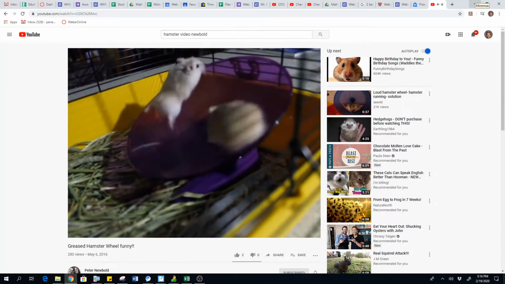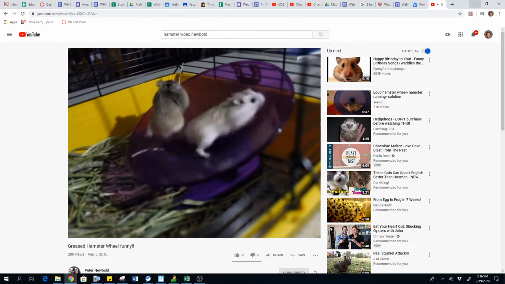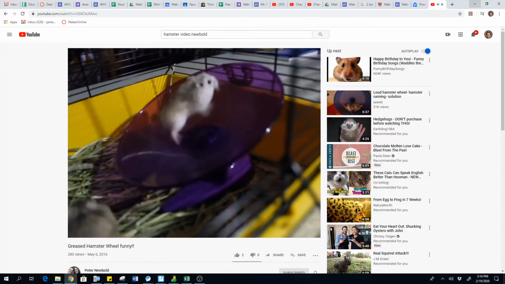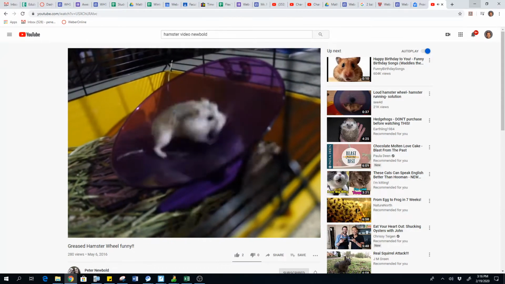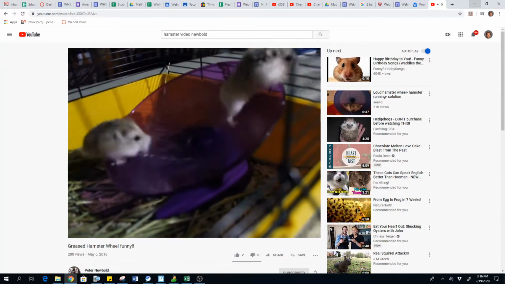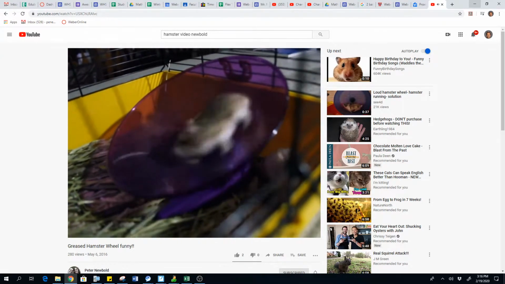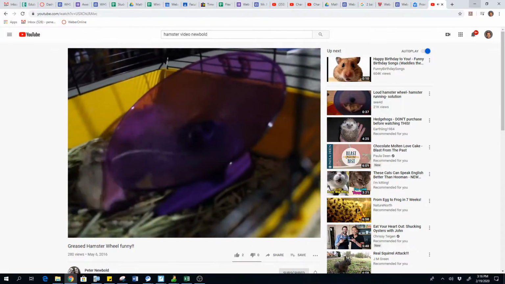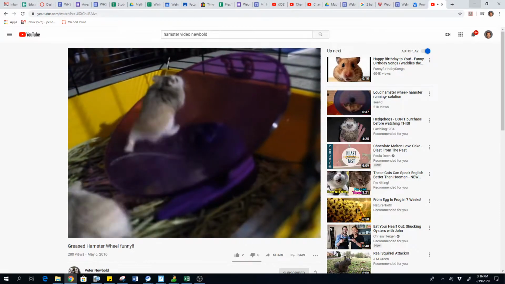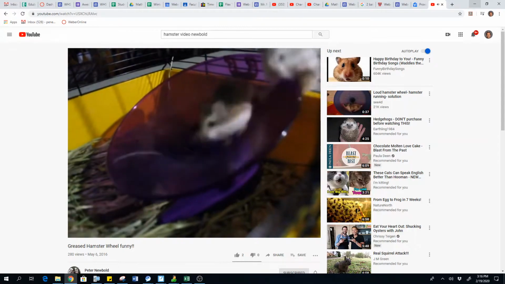These are my little pet hamsters. They're so cute. Oh, look at his legs. So fast. Wow. That's the best. Loved having these hamsters.